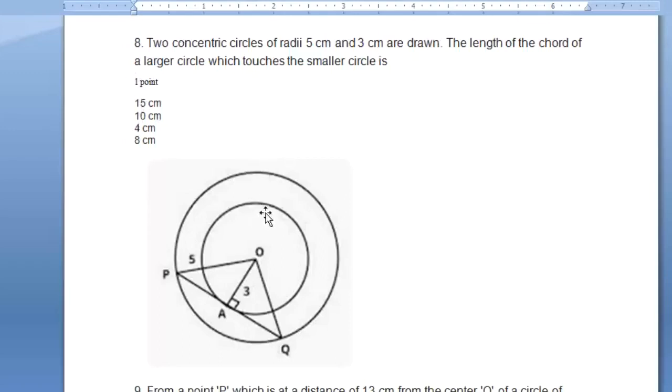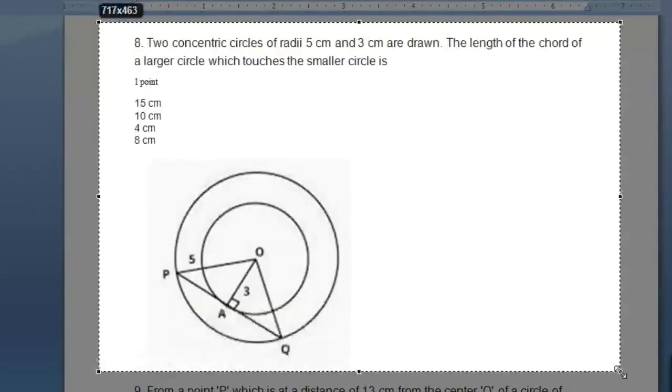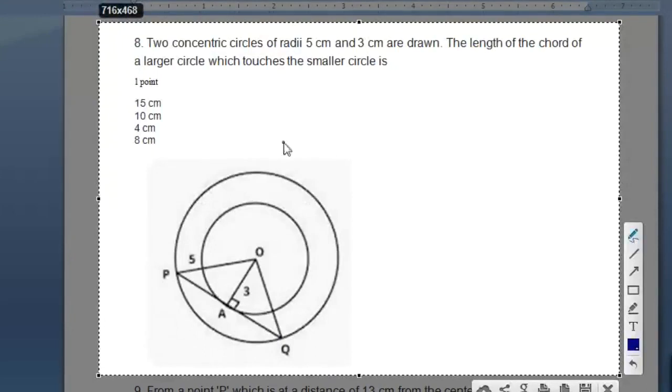So this is the diagram related to the question, concentric circles. What are concentric circles? Circles which have the same center, we call them concentric circles. Here we have 2 circles. One circle has OA as radius and the other circle has OP as radius. So the 2 circles have the same center O.